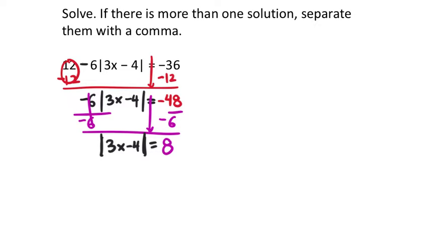And like I was saying before, for me, this means that I'm going to take these and I'm going to split them up. Okay, so I know it's a distance from 0, and it's going to be a specific distance of 8, right? So that means if I could get the 3x minus 4 to equal positive 8, I can get a true statement.